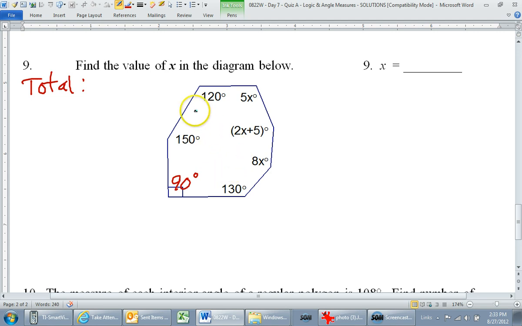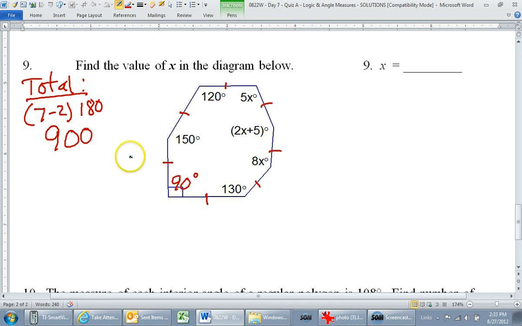Of course, you had to sit here and count the sides. How many sides does this shape have? 1, 2, 3, 4, 5, 6, 7. These marks do not mean congruent. I'm just counting. So this is a 7-sided shape. So when I go to do the total, I should be doing 7 minus 2 times 180. What does that total come out to be? That total comes out to be 900. Okay? So you need to file that away in your back pocket. We're going to need that total later.